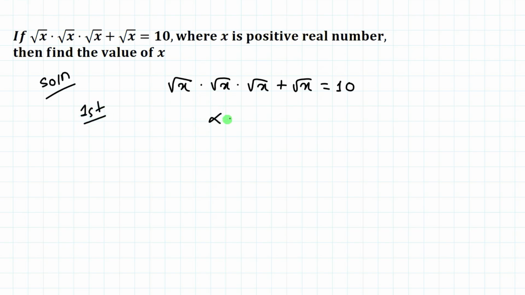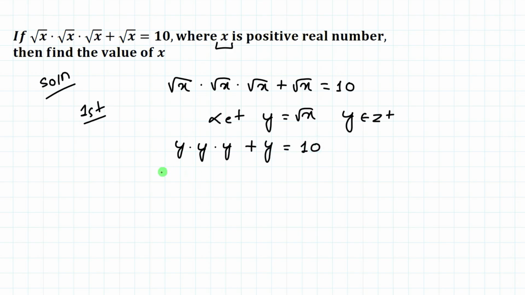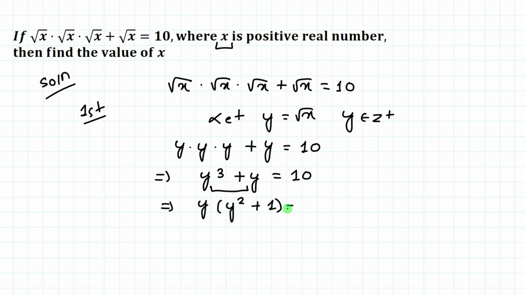In the first method, I'll assume y equals root x. Obviously, y is positive, as in the question it is given that x is a positive real number. Now I'll replace root x with y. So I can write y multiplied with y multiplied with y plus y equals 10. This implies y cube plus y equals 10. Now I'll take y common from these two terms, so y multiplied with (y square plus 1) equals 10.